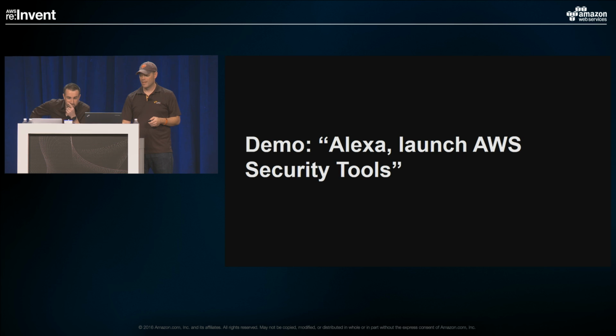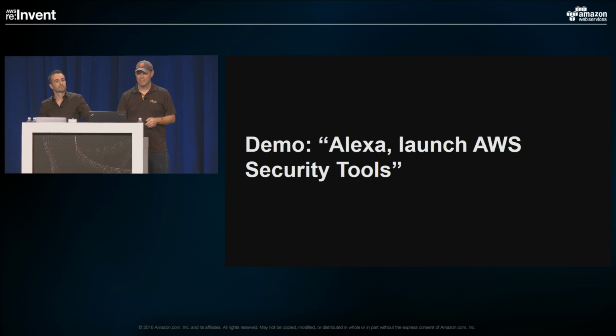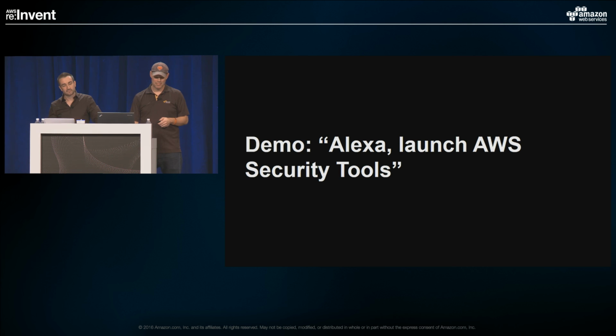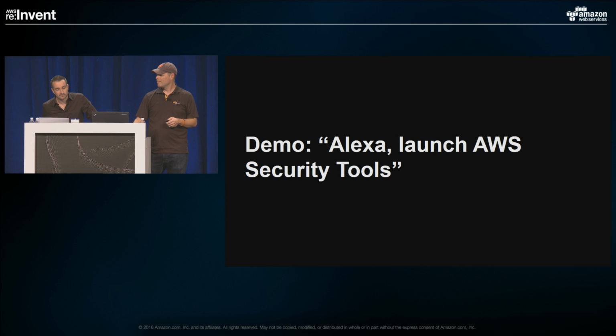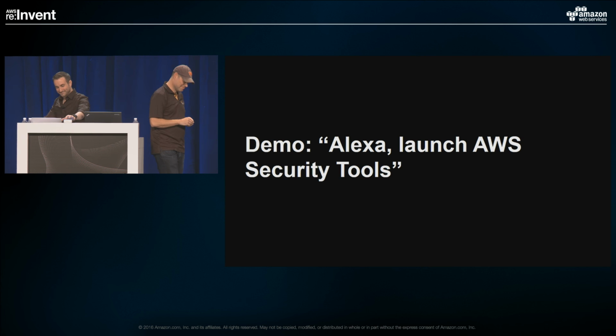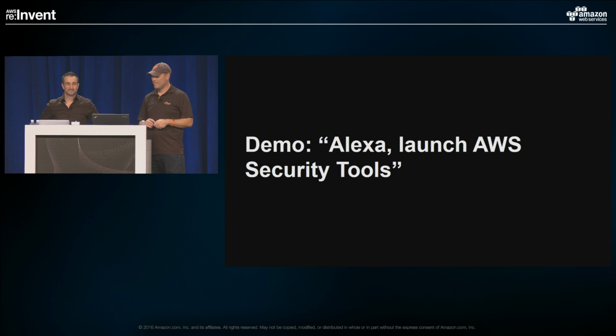Run inspector. Which environment would you like me to run inspector on? Development or production? Production. On which type of instances? Web, application, or all? Web. What rules package do you want to use? CIS benchmarks, security best practices, CVE, or runtime behavior analysis? Runtime behavior analysis. How long do you want to run the assessment? 5 minutes. Running an inspector assessment for runtime behavior analysis on production web instances for 5 minutes. I will send you an email when it is finished, or you can ask for the status by saying, "What is the status of my last inspector run?"